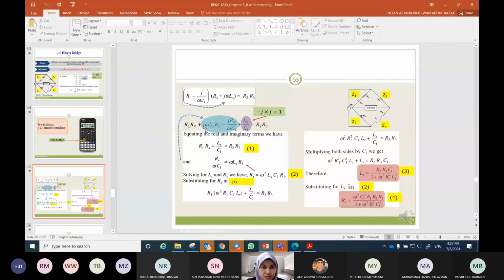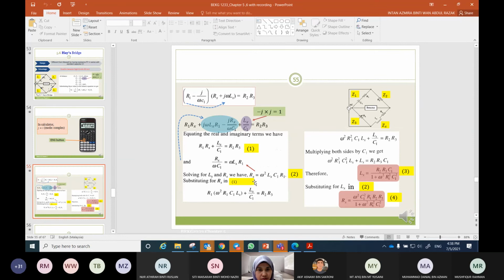So we have J omega Ls R1 minus JRs over omega C1. So we can cancel this omega. So Rx over omega C1 is equal to omega Lx R1. And we can cancel the J and J. So we solve for Lx and Rx.